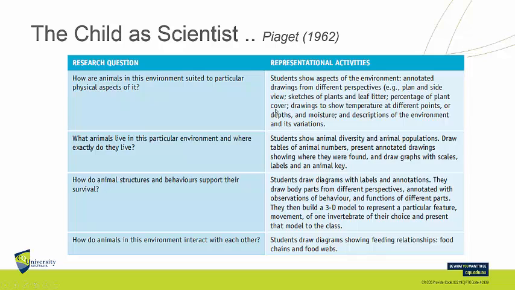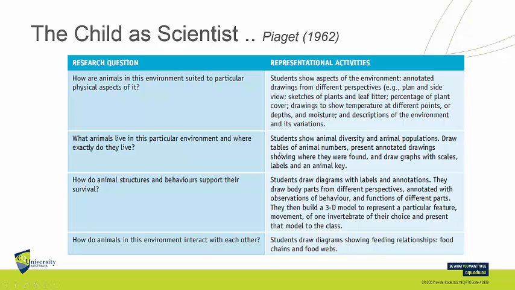Sketch plants and leaf litter. Monitor the percentage of plants covering the species and how many of them there are, their frequency. Draw to show temperatures at different points in the yard or in the seasons or in the year. Or depths and moisture and descriptions of the environment and its variations. You can move on to the animals that live in this particular environment and where exactly they live.